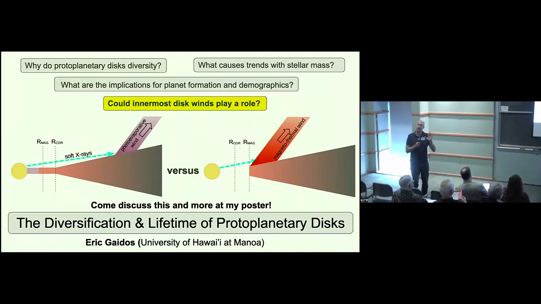This is a new idea for how we might explain the diversity of disk evolution, as well as the trends that we see of disks evolving depending on stellar mass and other parameters. The idea is that the governor of this evolution is actually the innermost disk and what's happening there, and the presence or absence of a wind, depending on the rotation period of the star, the strength of the magnetic field, and the accretion rate. This actually might explain some other fun things as well. So please come and see my poster and talk to me about it.